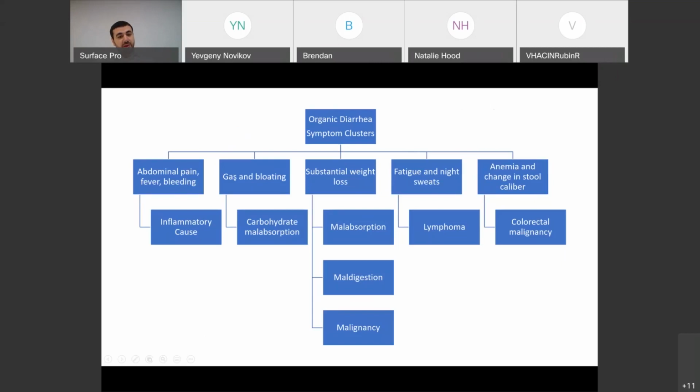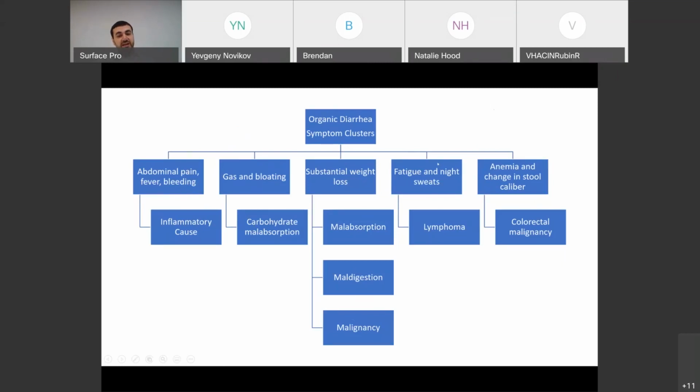Gas and bloating is something we typically just throw to the side and we don't know what to do with. It is associated with carbohydrate malabsorption. And we'll talk a little bit more about what that means later in the talk, but it is a symptom worth noting. Substantial weight loss, three things in the GI world that cause weight loss: malabsorption, maldigestion, malignancy.